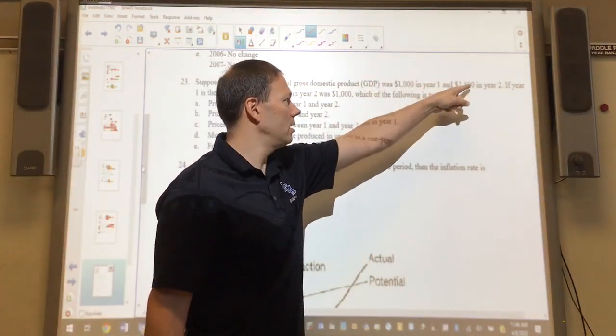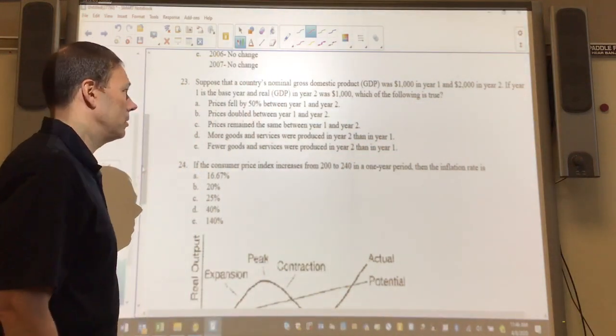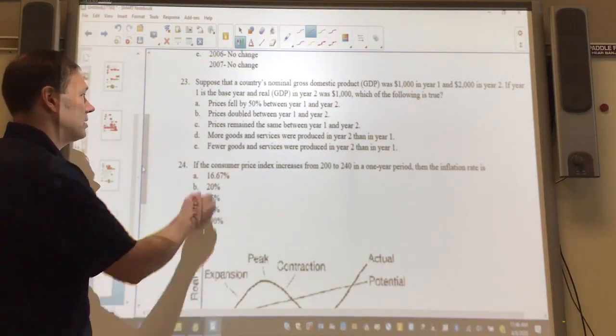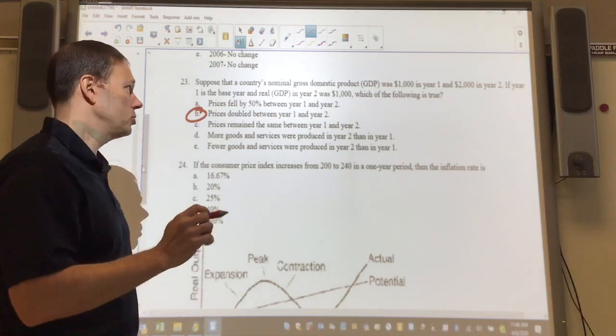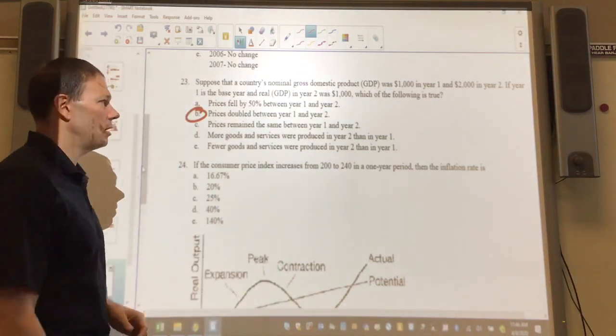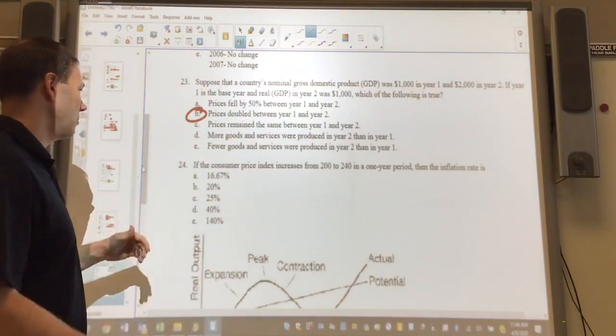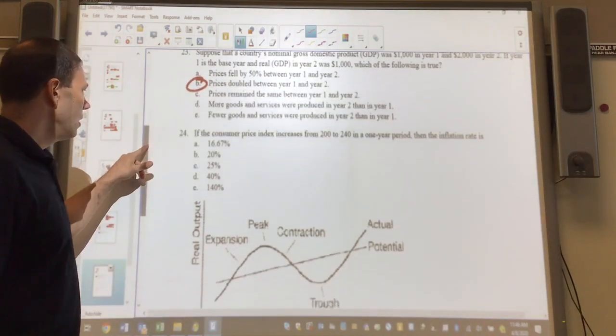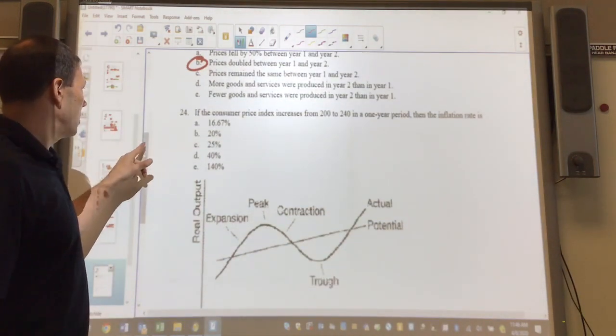Why then did nominal GDP go up to 2,000? Well, prices must have doubled. Again, real GDP is the same both years. It's 1,000. We made the same things. The only thing that could have explained it going up or doubling is that prices doubled. So that's B. So number 23 is B.